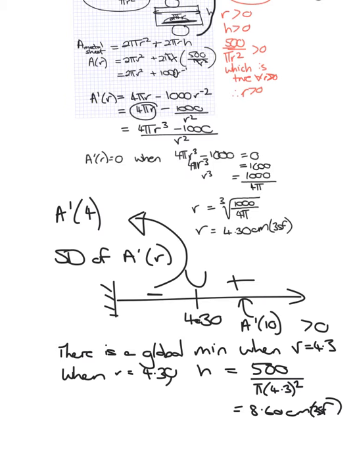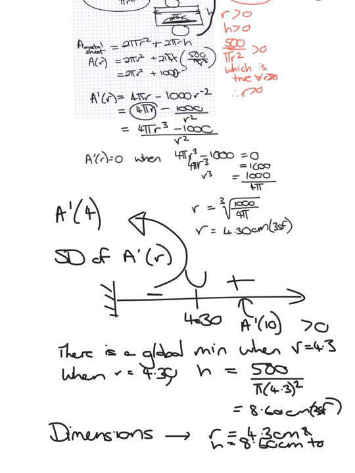And so therefore you'd answer the question. The can's dimensions are: the radius would be 4.3 centimetres and the height equals 8.6 centimetres in order to minimize the area.